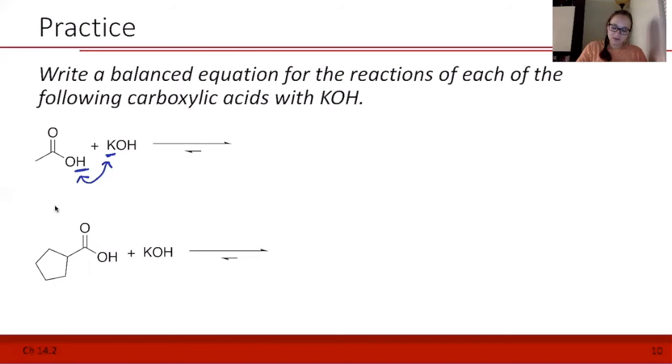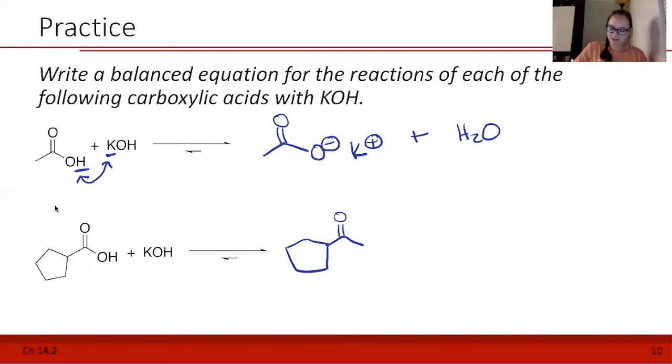So we have our acetate that has our potassium ion next to it, plus we have water because we had that H swap places. And then we have the same thing. We'll draw our same carboxylic acid minus the hydrogen, add our potassium ion here to counterbalance it, plus water.